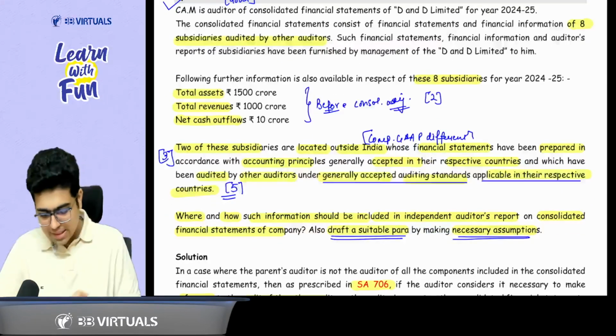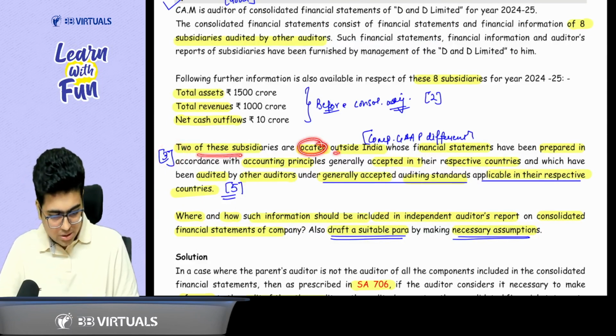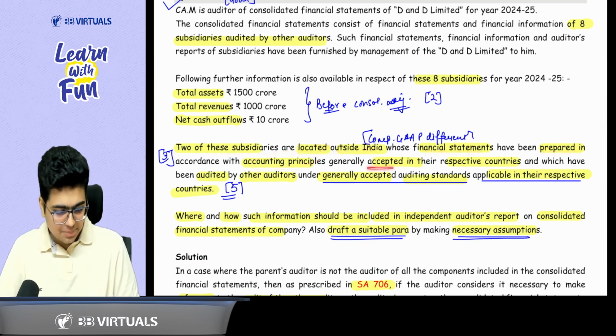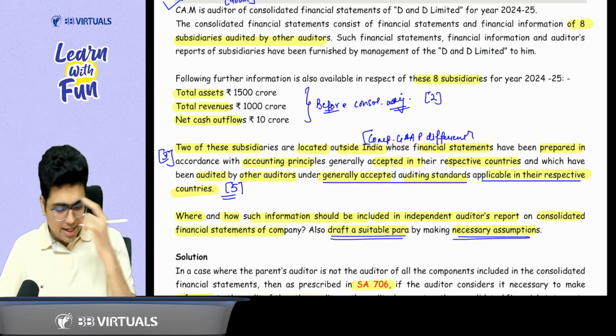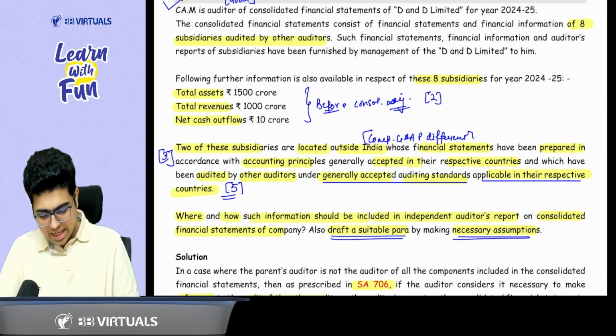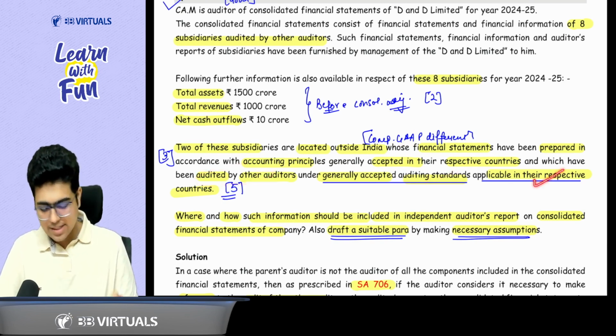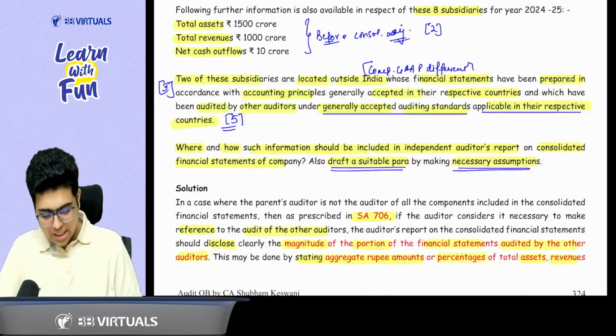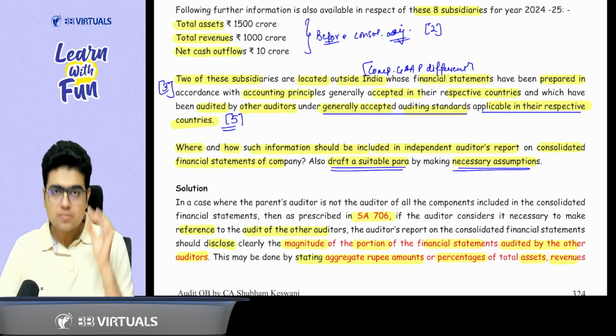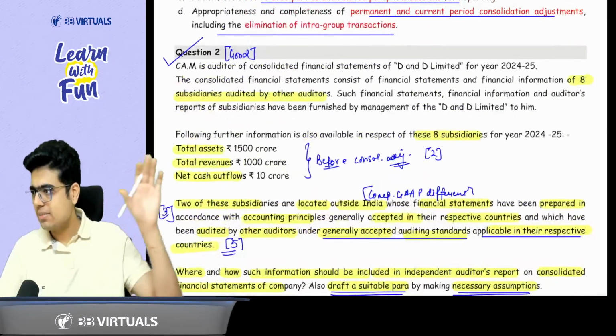Then they have mentioned case number 3. 2 of these subsidiaries are located outside India and the financial statements are prepared as per the accounting principles accepted in their respective country. That means the GAAP is different. And lastly, they are audited by the other auditor under the auditing standards of these countries. That means auditing standards are also different. So where and how such information will be included in the audit report? Draft a suitable para. So first of all, let's cover case number 2.